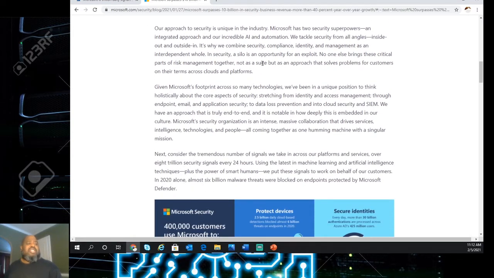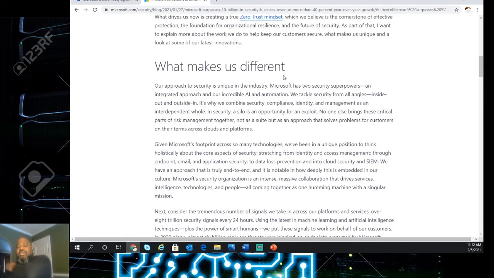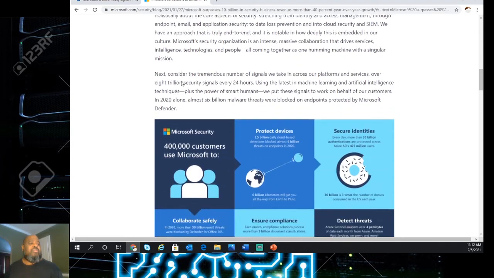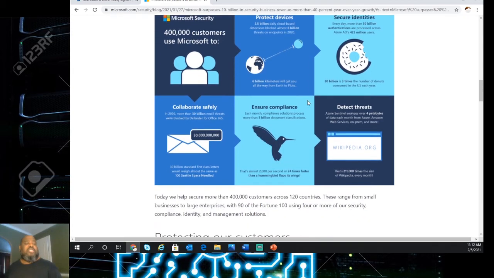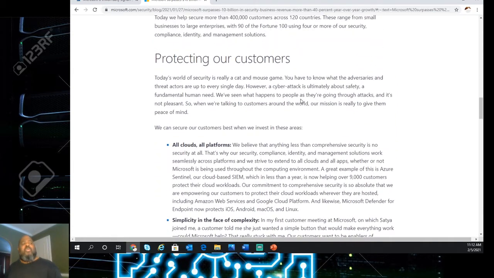So we're just going to kind of skip around here. Once again, I have the article in the description. So once again, that shows you the images of all the trillions of cybersecurity events they're handling in a 24-hour day. So what are they protecting from their customers?